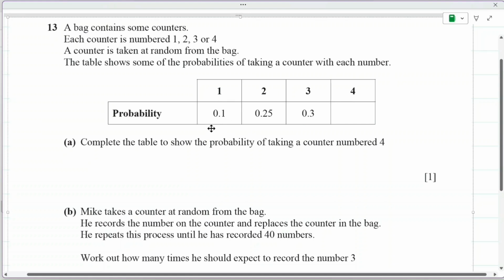So for 1, the probability is 0.1. For 2, the probability is 0.25. For 3, the probability is 0.3. For 4, we're not given. Complete the table to show the probability of taking a counter numbered 4.